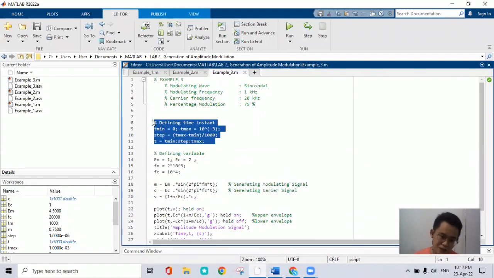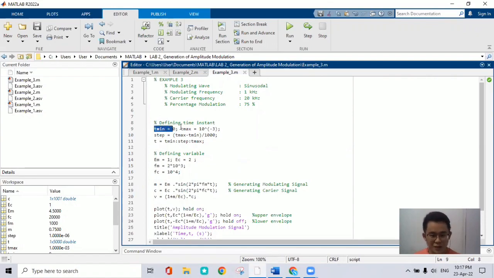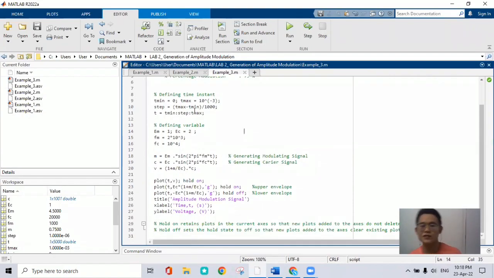At first, we need to define our time instant from the minimum time to the maximum time, which is 0.01, and then the time step, which is the time interval of the graph, and then we will plot this graph. This means that from Tmin to Tmax, we will have this amount of intervals right here. And after defining the time instant, we will define our variables, the frequency, the amplitude, all of it. And then we need to generate our modulating signal, the carrier signal, and then our amplitude modulated signal. After that, we need to plot.